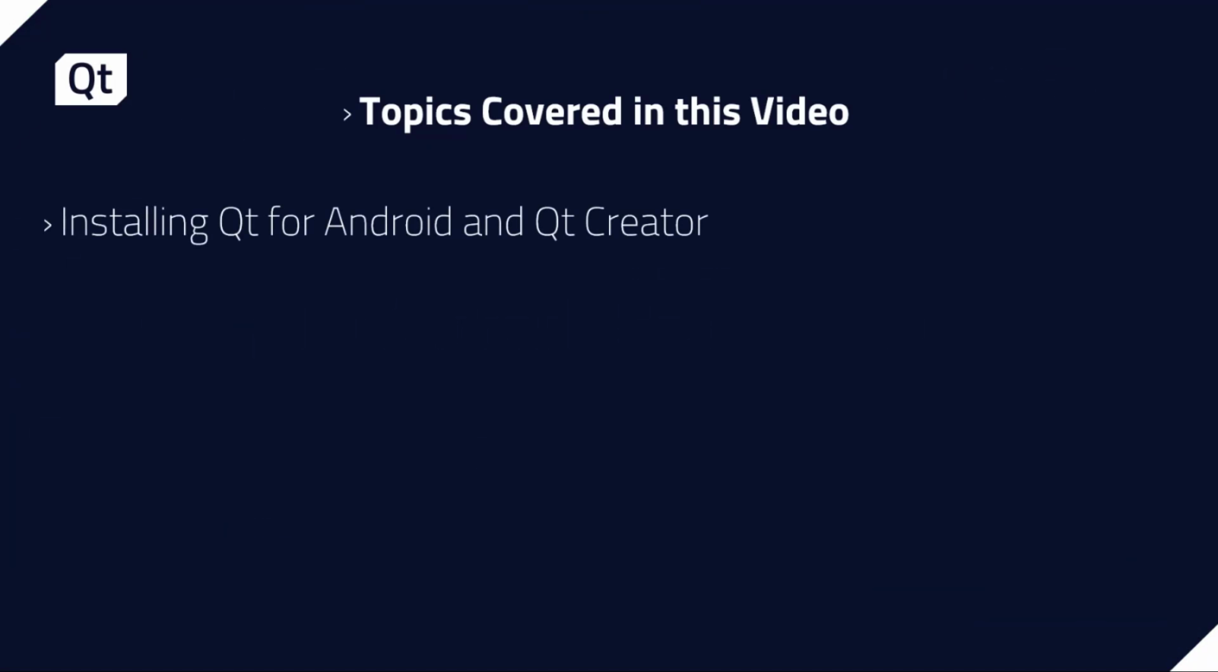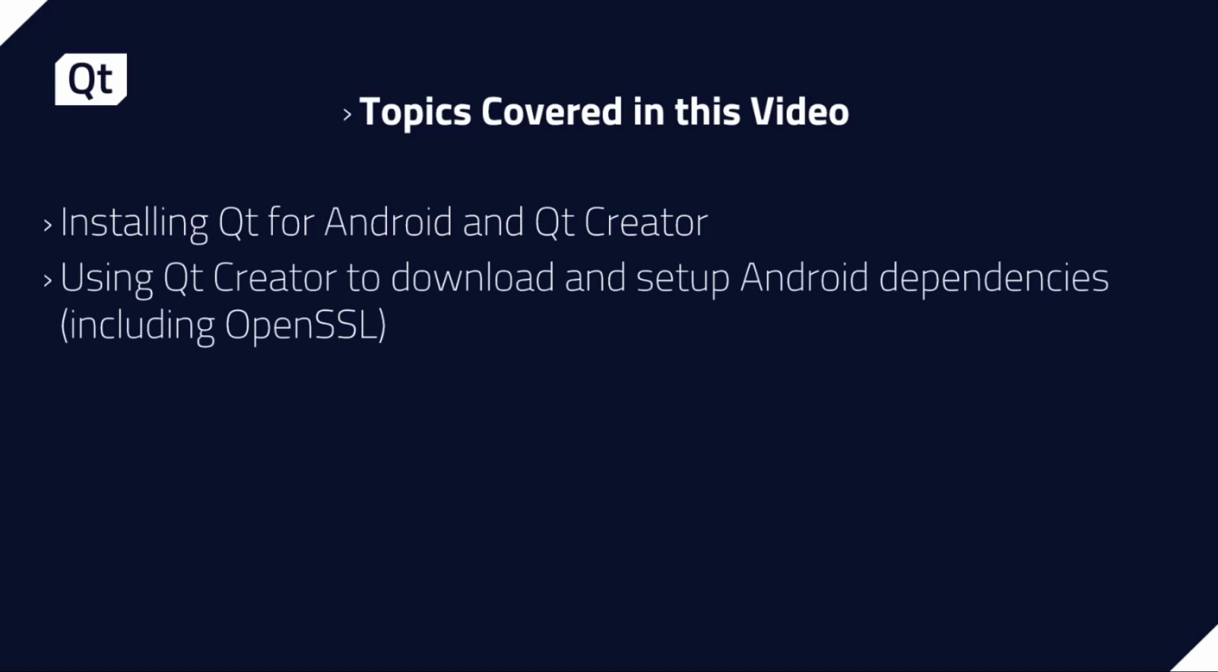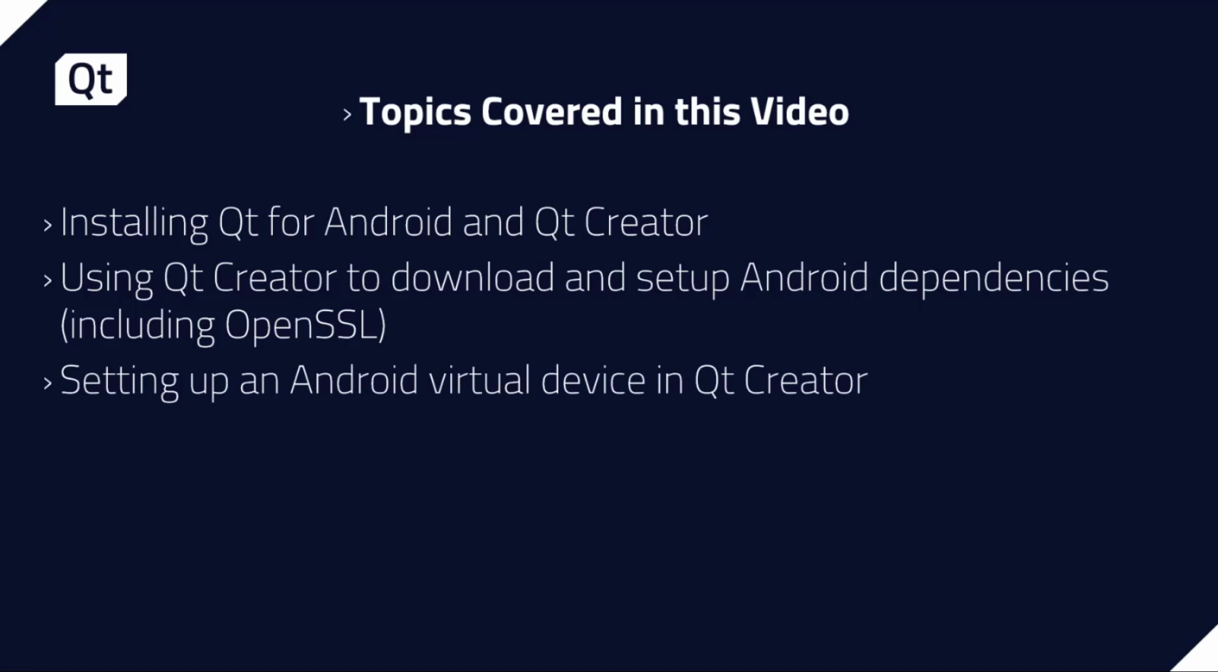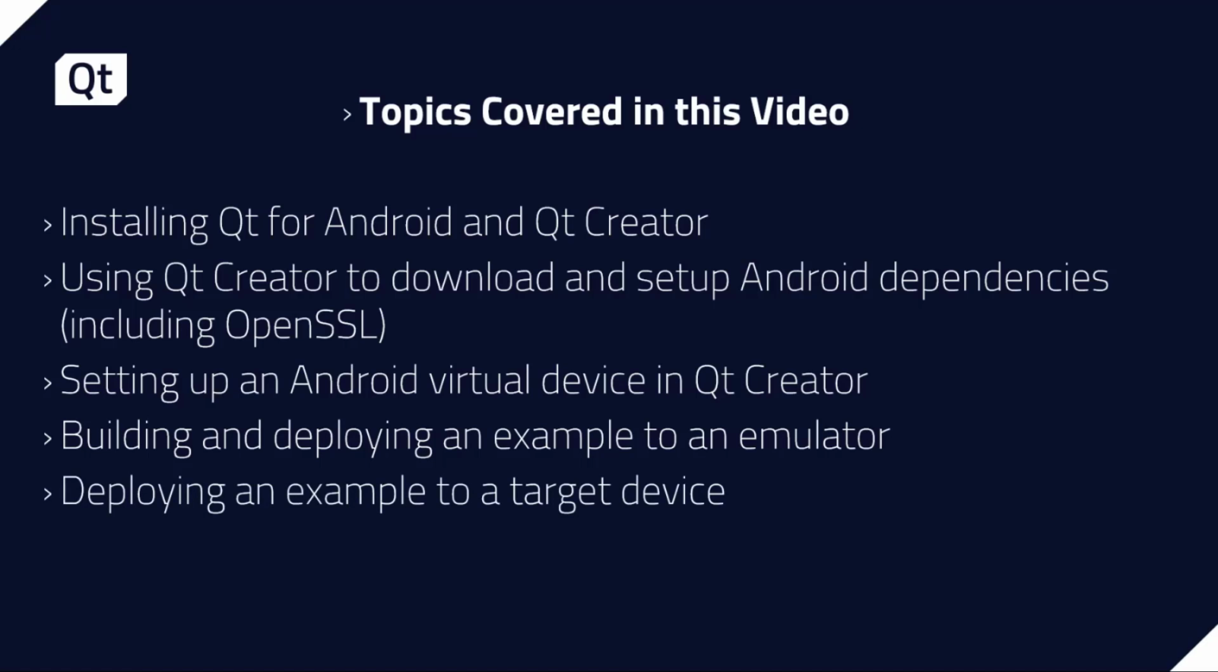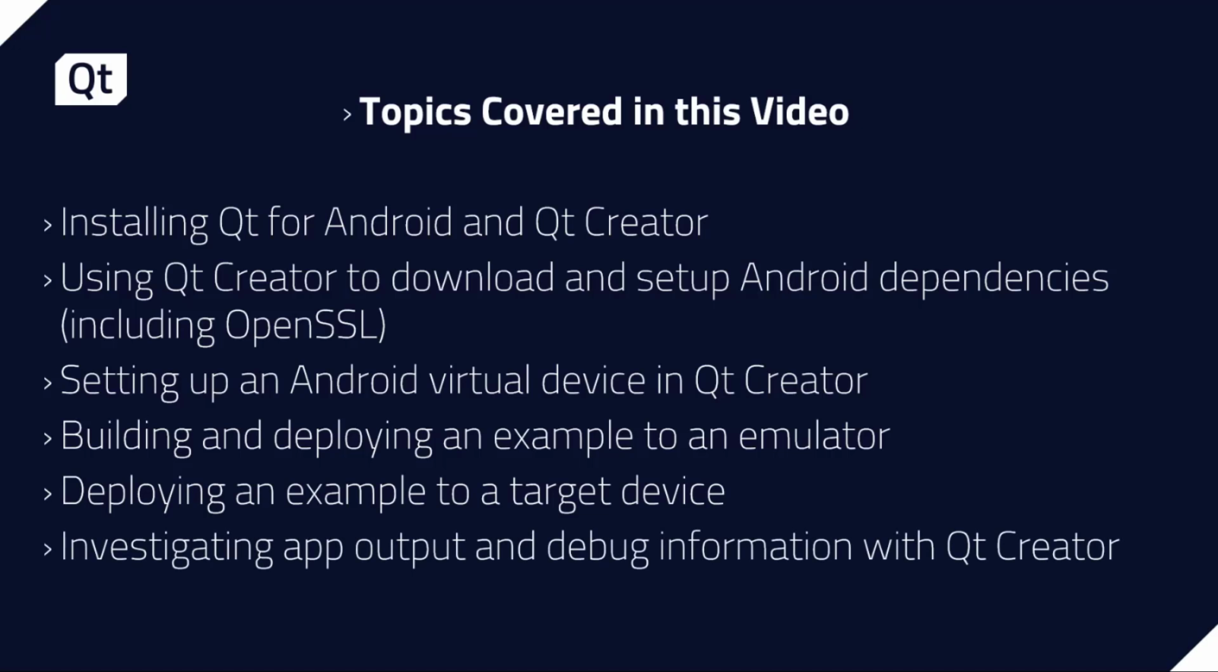Topics covered in this video: installing Qt for Android and Qt Creator, using Qt Creator to download and set up Android dependencies including OpenSSL, setting up an Android virtual device in Qt Creator, building and deploying an example to an emulator, deploying an example to a target device, and investigating app output and debug information with Qt Creator.